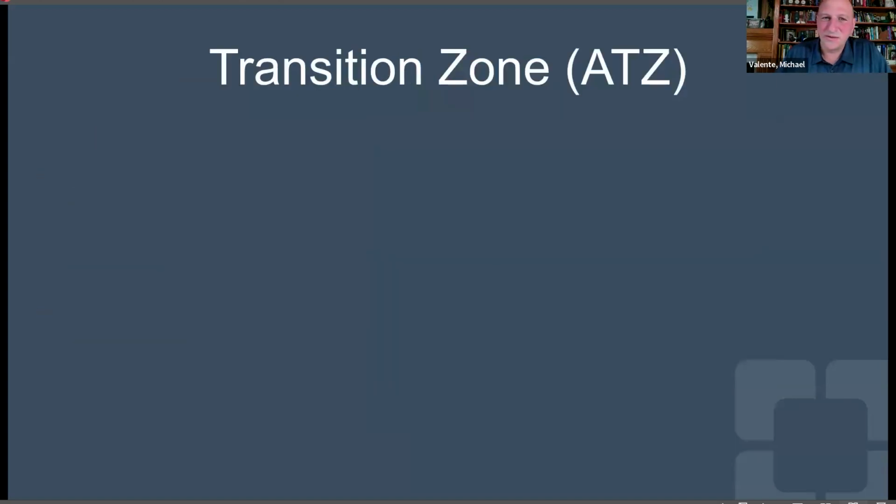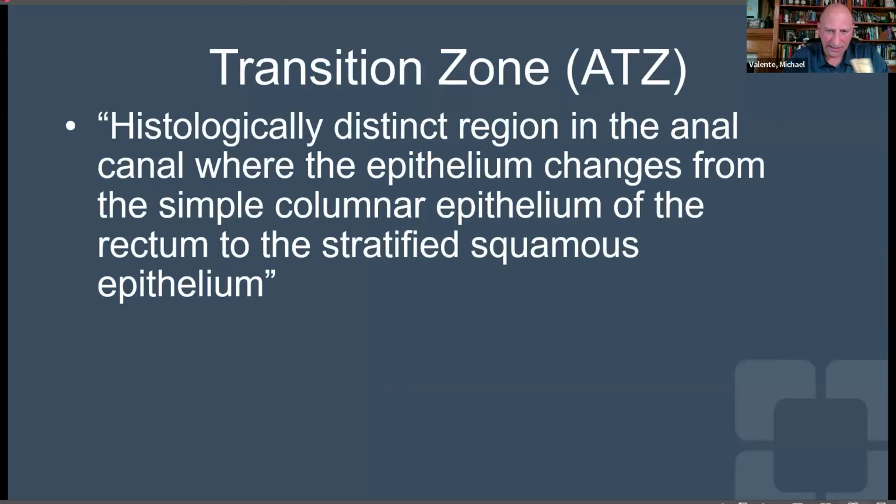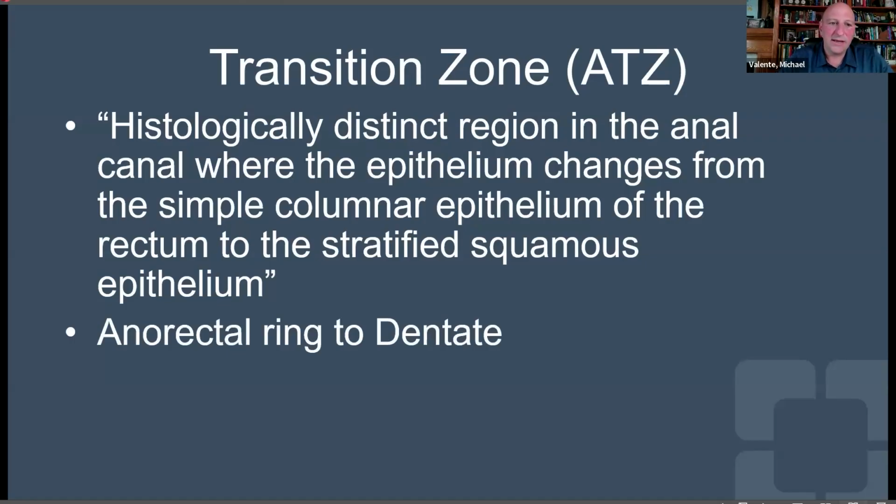So what about this transition zone, this anal transition zone? We'll talk about it on a couple different levels today, but just from an anatomical and histological standpoint, it's a distinct region in the anal canal where the epithelium changes from the columnar epithelium of the colon to a stratified squamous, non-keratinized epithelium. So this transitional zone from colorectal mucosa into anal is between the anorectal ring and the dentate line.